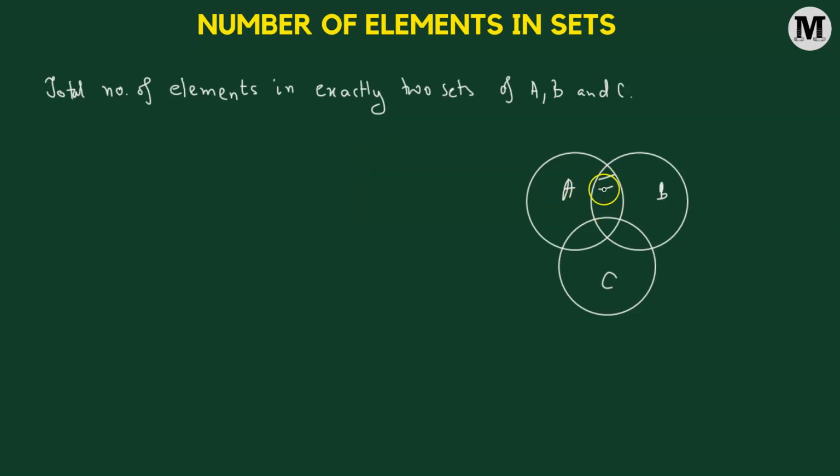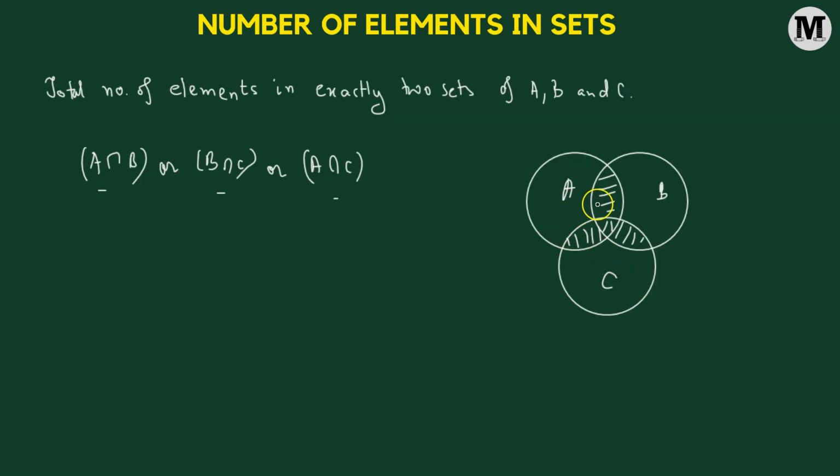So that means it could belong to A intersection B, or it could belong to the intersection between the sets B and C, B intersection C, or it could belong to the intersection between A and C. Right? So this is the way we can make sure that the elements belong to any 2 sets. Now, because it's not mentioned which particular two sets it is, we have to consider all three possibilities: A and B, B and C, or A and C. But we need to be a little bit careful here.